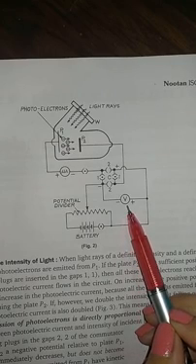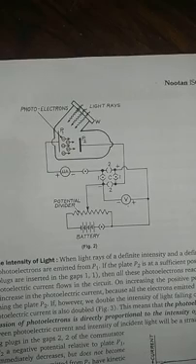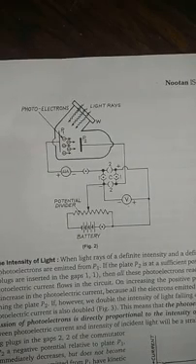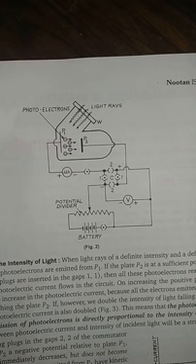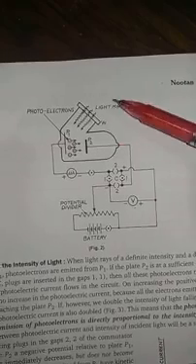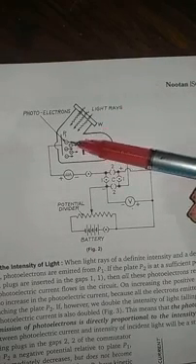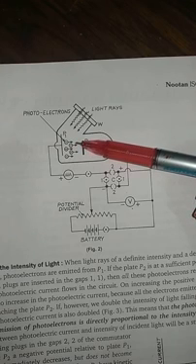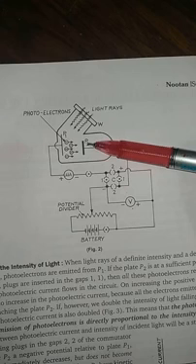Now what they observed was, when light rays of definite intensity, intensity of light can be changed, and a definite frequency fall on plate P1, then photoelectrons are emitted from P1. Electrons are emitted from P1 if the plate P2 is at sufficient positive potential.